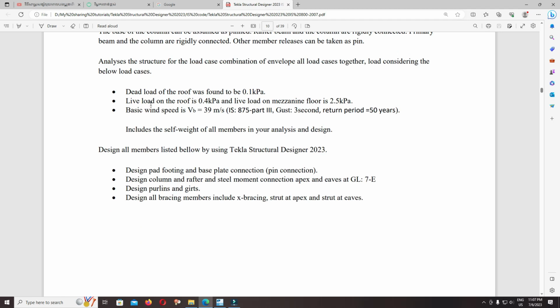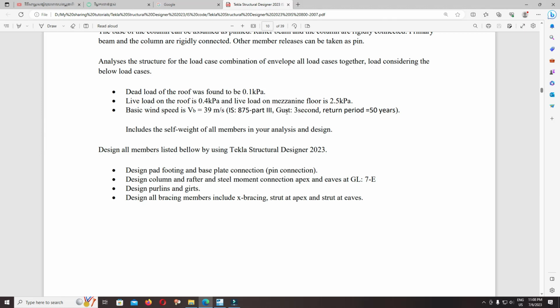This is the design load. The dead load on roof was found to be 0.1 kilonewton per square meter. For live load on roof we use the minimum 0.4 kilonewton per square meter, and the live load on mezzanine floor we take as 2.5 kilonewton per square meter. The basic wind speed is 39 meters per second.